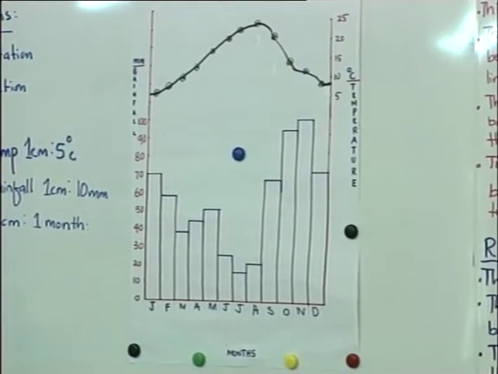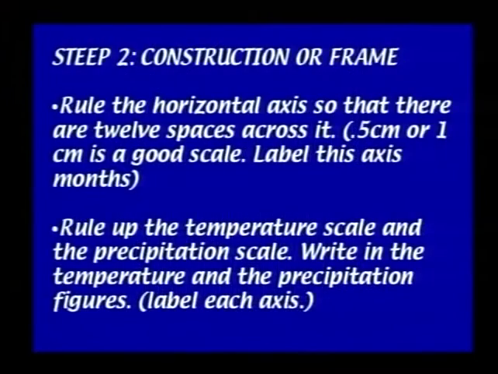Okay, having done step one on planning, we moved on then to the construction phase. The framework was important. We used the scale then to rule the horizontal axis so that there are 12 spaces across. The 12 spaces were for the 12 months of the year. After we did the horizontal scale, then we constructed the vertical scale. For the vertical scale, we use that information that we have collected in our planning.